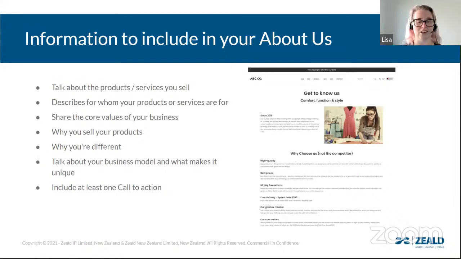Your core values could just be best quality of work, every job. Simple as that, but that's the space that you can share that. You talk about why you sell your products, why you're different to competitors, or why you're just different because you are who you are. You can talk about your business model and what makes it unique.